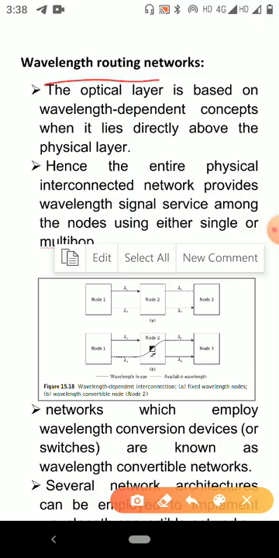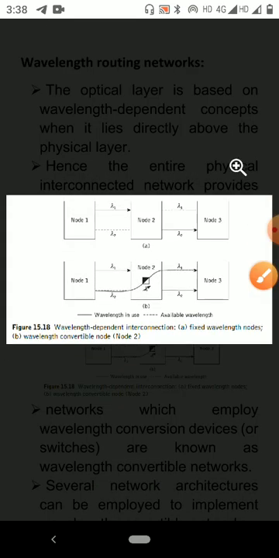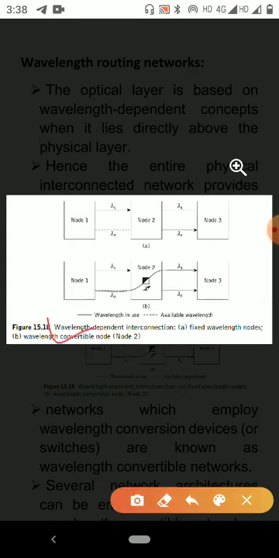The optical layer is based on wavelength dependent concepts when it lies directly above the physical layer. Hence the entire physical interconnected network provides a wavelength signal service among the nodes using either single or multi-hop. This situation is illustrated in this figure.